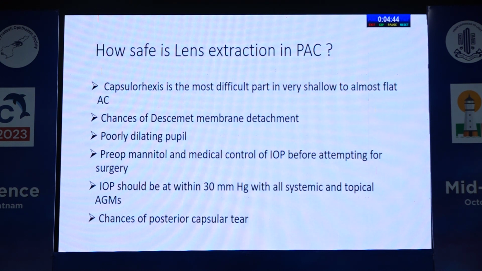So there are certain challenges in doing phacoemulsification in these patients. Capsular access is a relatively difficult part because you don't have space. You have a shallow to almost flat AC, so you need to do proper AC reformation before attempting the capsular access. Chances of Descemet membrane detachment are also there. These pupils are not able to dilate properly, and we have to control the intraocular pressure by giving pre-op mannitol, and medical control of IOP is a must before surgery. Chances of PCR are also high in these patients.